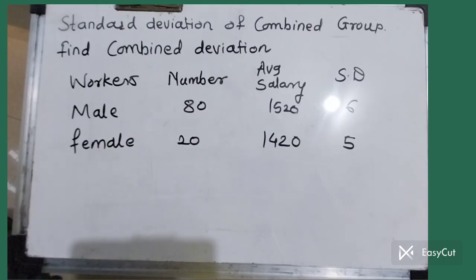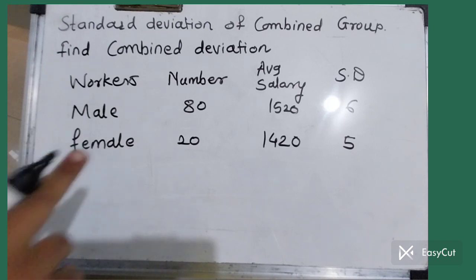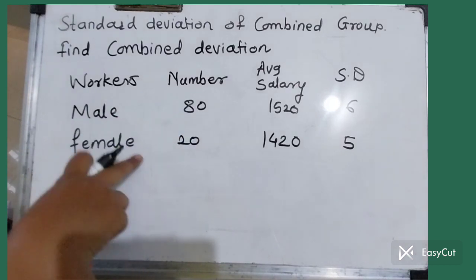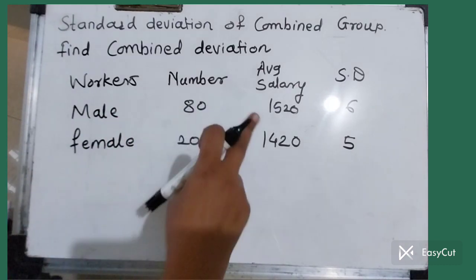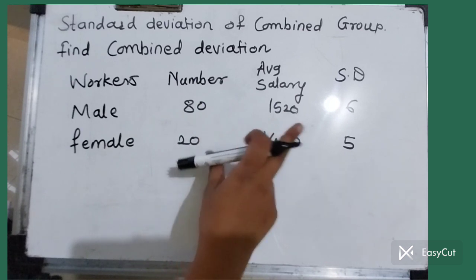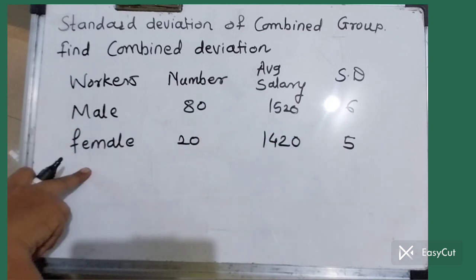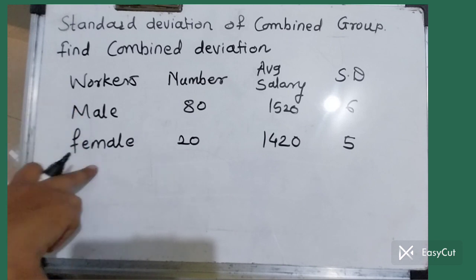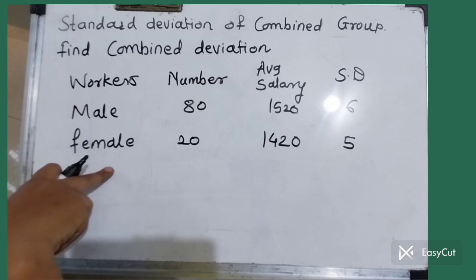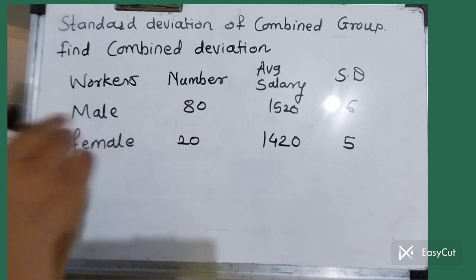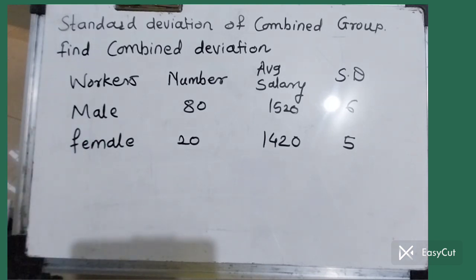See, this is the example. Find combined deviation from the following data. Workers are given, male and female. Number of workers: 80 are male and 20 are female. Average salary is given here. Standard deviation is given for both groups, male and female. It is from exercise example number 29. Okay, we will solve it by the standard deviation of combined group formula.